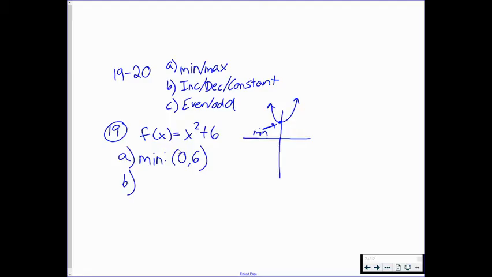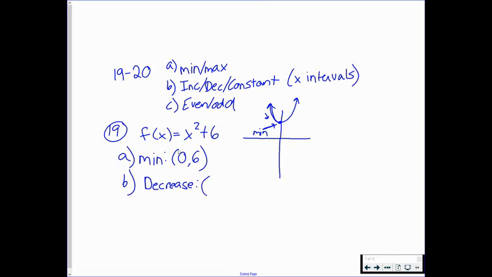Now we're going to talk about where the function is increasing, decreasing, or constant. Remember, this is always based on the X intervals with parentheses. As you can tell from the left side of the graph, it's going down, meaning that it is decreasing.